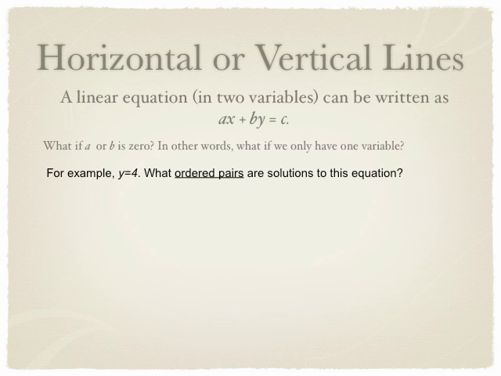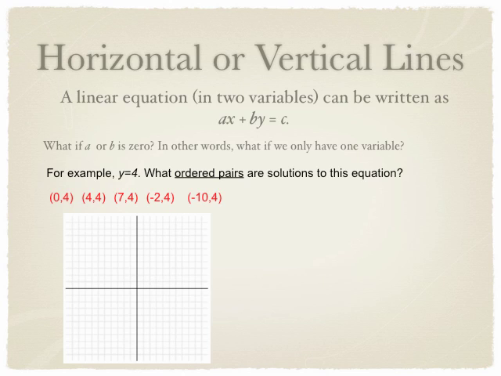What ordered pairs are solutions to this? Well, I know y has to be 4, but does it matter what x is? There's nowhere to even plug in for x. So I could plug in 0 for x, that seems obvious. But I could plug in 4 for x. I could plug in 7 for x. There's nowhere to plug x in. As long as I'm plugging 4 in for y, I'm fine. I could have -2 for x. I could have -10 for x. So if I plot all those points on this graph, and connect the dots, I'm going to have this line right here at y equals 4.